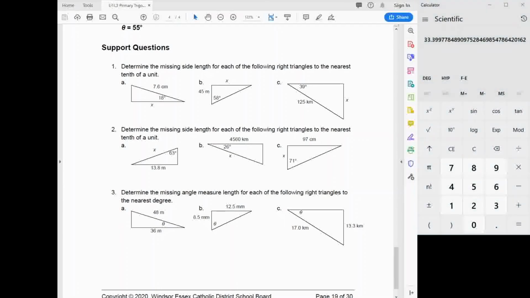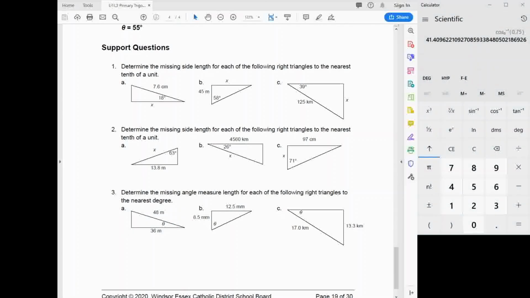Lastly, I'll do 3A, this one here. And for 3A, 36 is the adjacent, 48 is the hypotenuse. So I would use cosine because it's adjacent over hypotenuse. So the adjacent 36 divided by the hypotenuse, which is 48, gets us to this value. And when I find the inverse cosine of that value, I end up with 41.4. And because it's the nearest degree, I would just write 41 degrees.